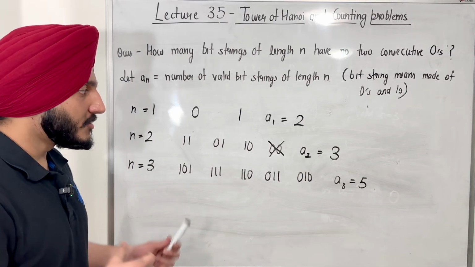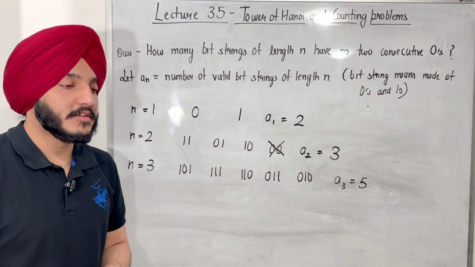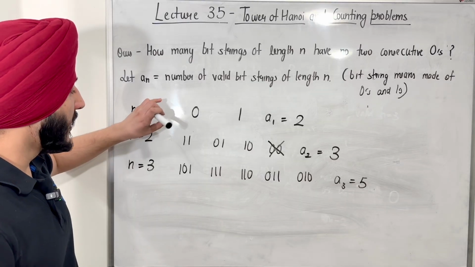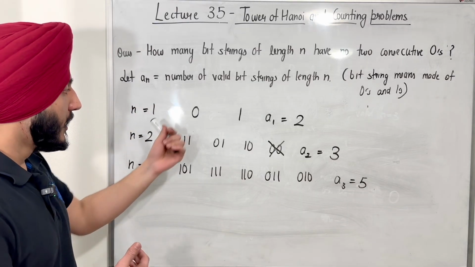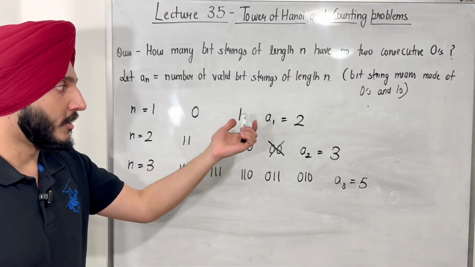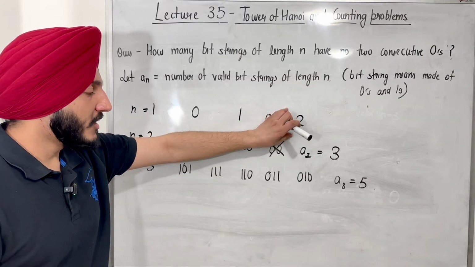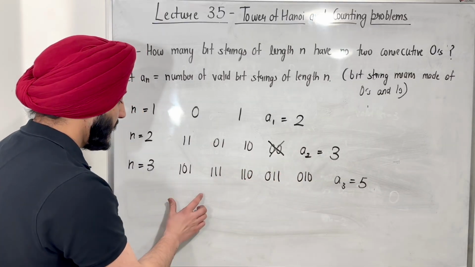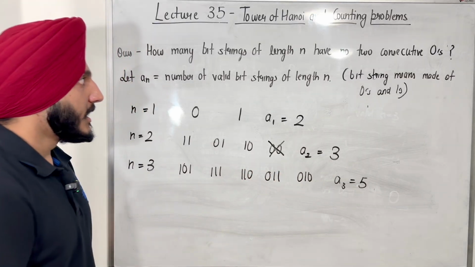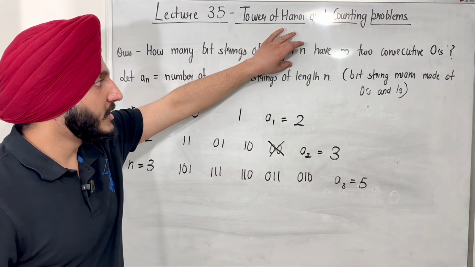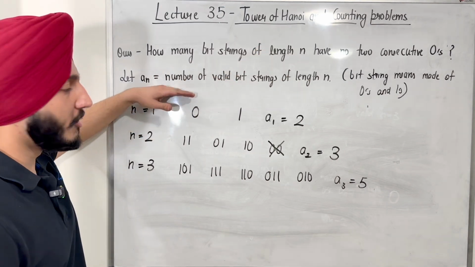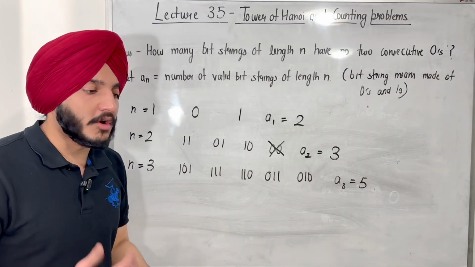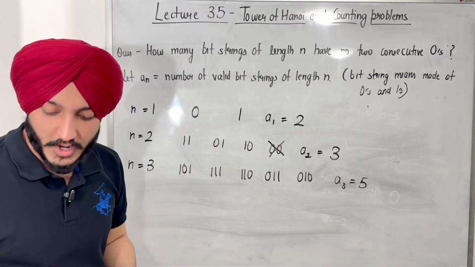Okay, so this is just me trying to explain the problem to you guys. I hope this is making sense. So for n equal 1, meaning for the length of 1, you could either have a 0 or a 1, so the number of valid bit strings would be a_1 equal 2. For n equal 2, a_2 would be 3. For n equal 3, it would be 5. Now the problem is we need to find the formula for a_n for length n, and I cannot just keep on solving this problem, so let's figure out how we would do it.